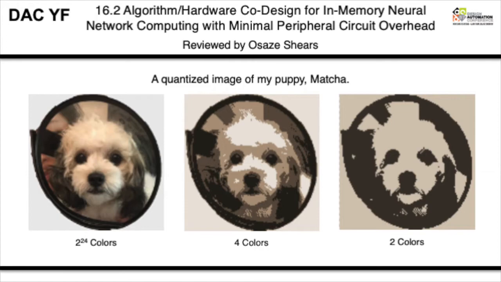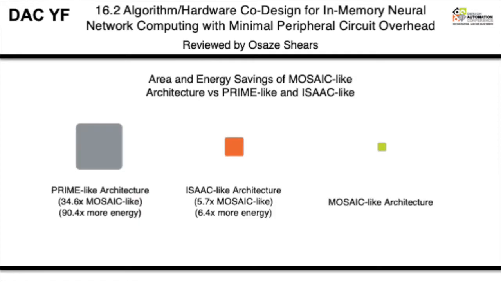The software-hardware co-design approach presented in his session employs an algorithm called bit split to process quantized input data through a neural network and an in-memory computing circuit called Mosaic. Using these techniques in tandem, Kim and his team were able to reduce the energy of their in-memory computing circuit by about 90 times and the area of the circuit by about 34 times when compared to popular prime-like in-memory computing techniques.